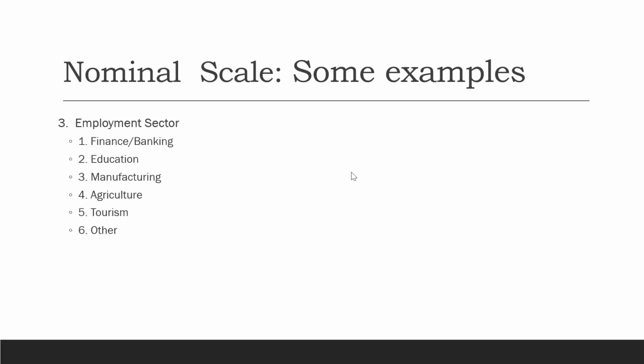Let me go to employment sector as the third example for us to unpack further the nominal scale. You survey your respondents from diverse employment sectors, and you provide 6 options, 6 response categories for them to choose one: finance and banking sector, education sector, manufacturing sector, agriculture sector, tourism sector, and other sector. So you are going to code 1 for the first option, code 2 for the second option, code 3 for the third option, code 4 for the fourth option, code 5 for the fifth option, code 6 for the last option.